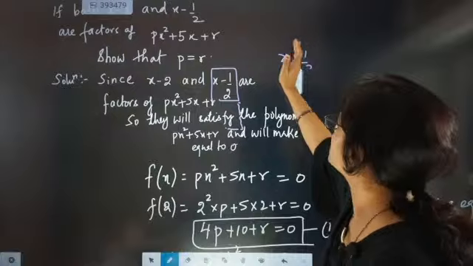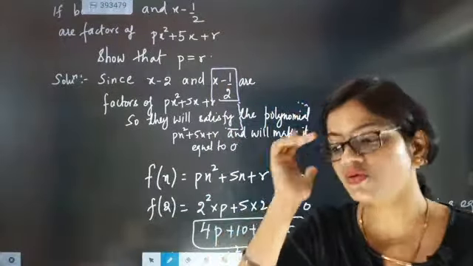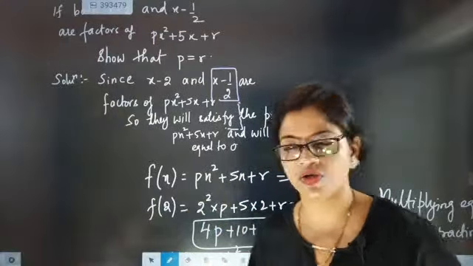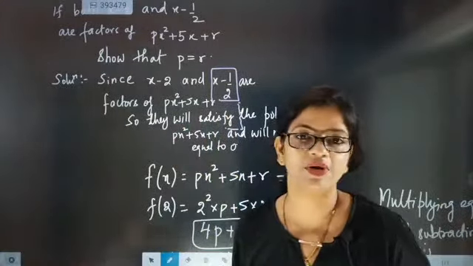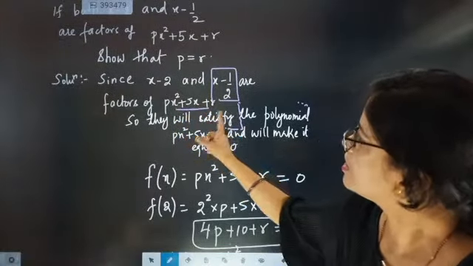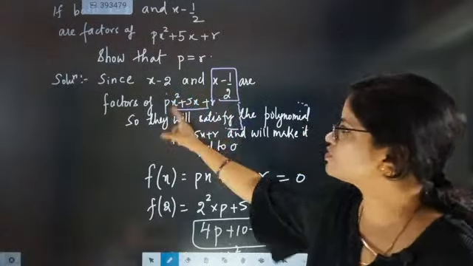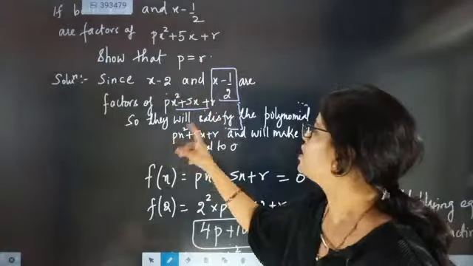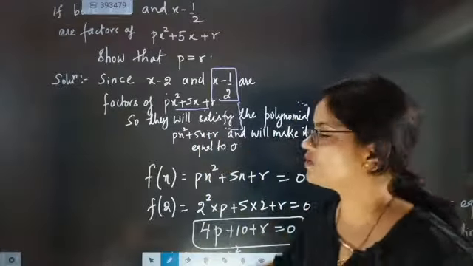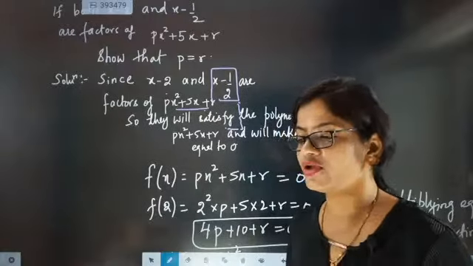So you exactly got two factors. Now if they are factors, then they are 100% going to satisfy the solution, so they will make the solution equal to 0. That's why I wrote the statement that since these are the factors of this polynomial, they will satisfy the polynomial. That means they will make the polynomial equal to 0. A factor satisfies the polynomial.